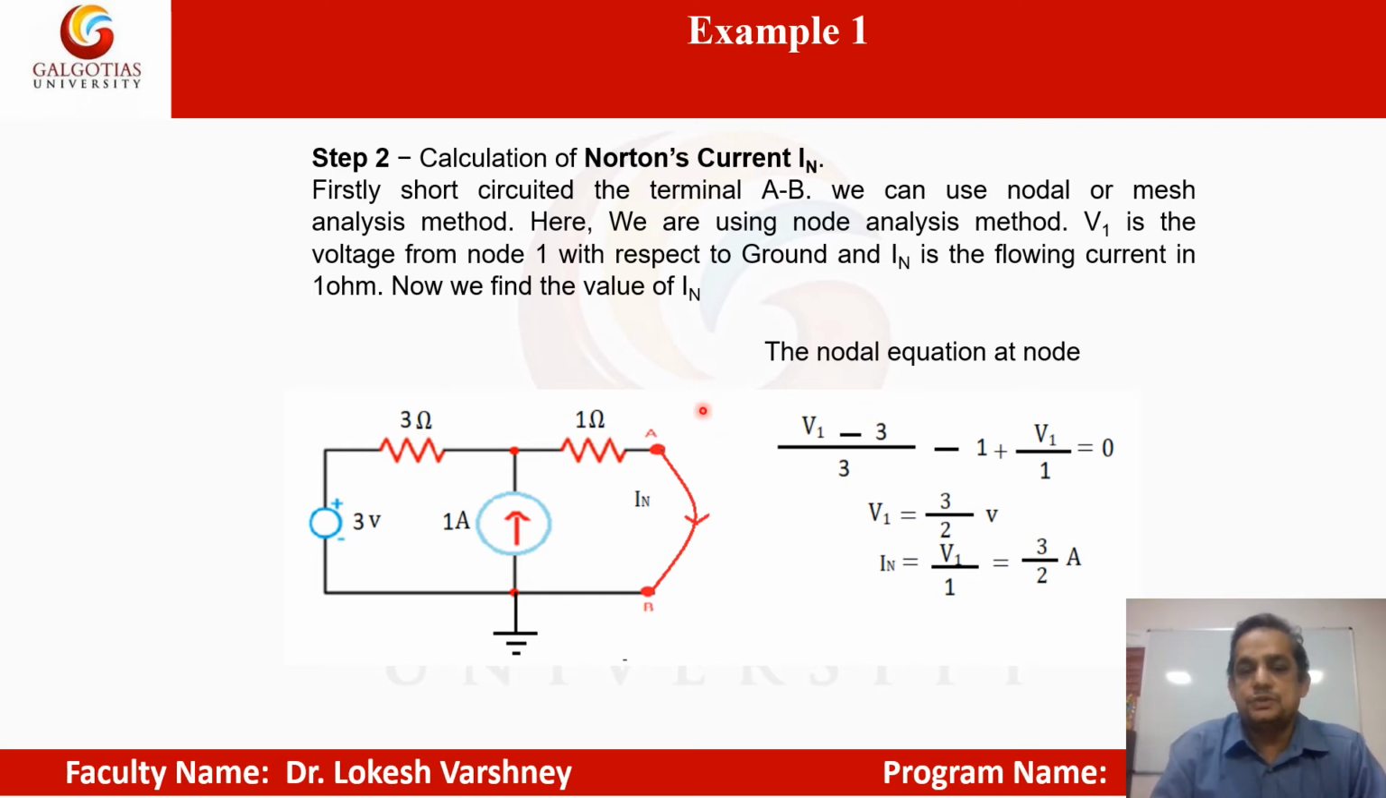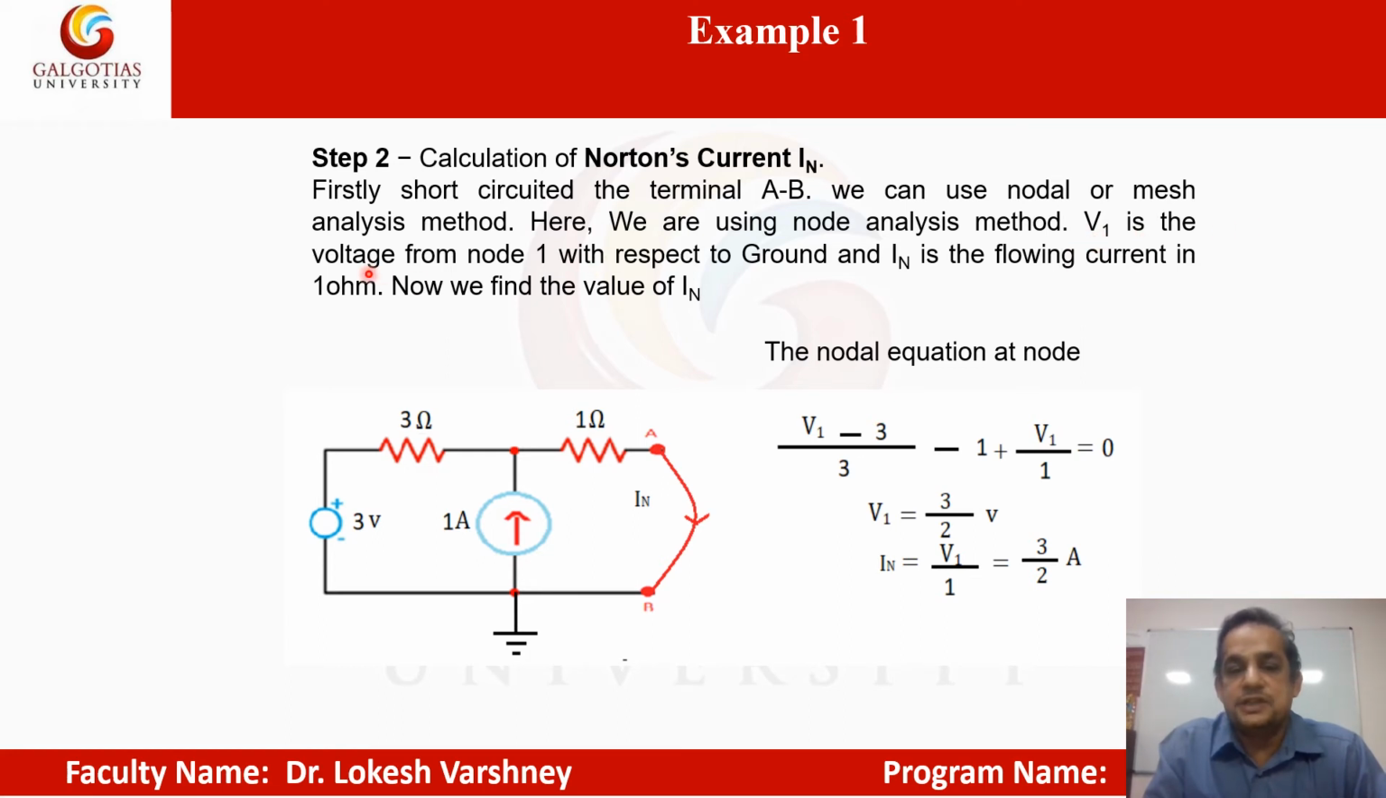Here we use the nodal analysis method. Step 2, calculation of Norton current IN. Firstly, short circuit the terminal AB, which I have said. We can use nodal or mesh analysis method. Here we are using the node analysis method. If you want to use mesh or superposition, then you can use it.